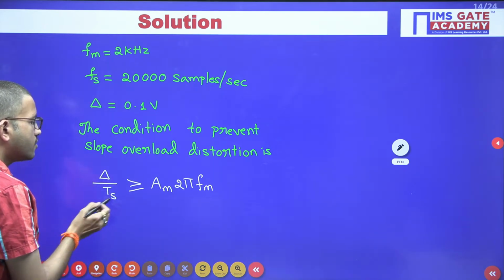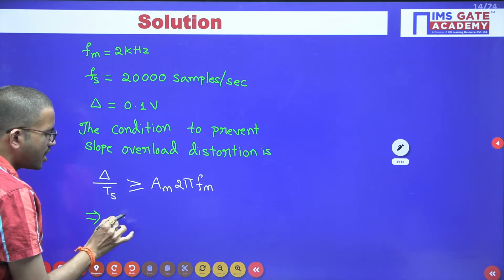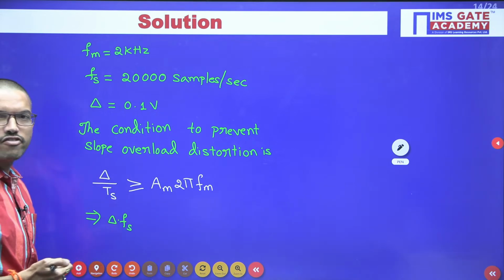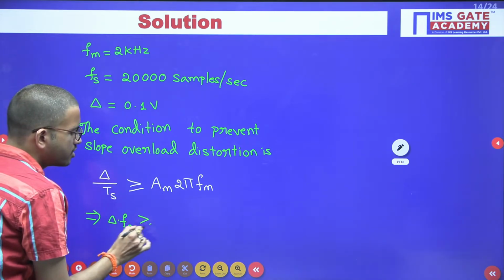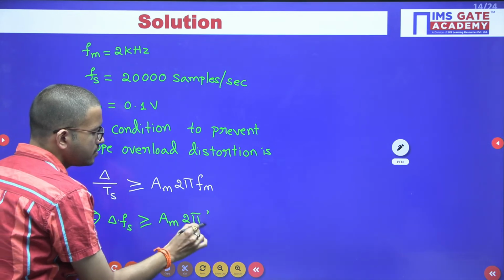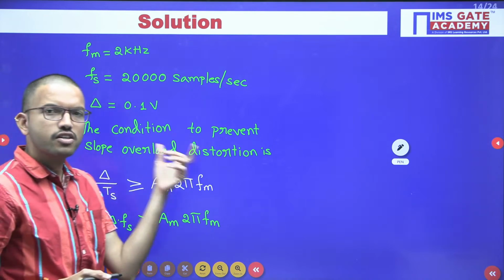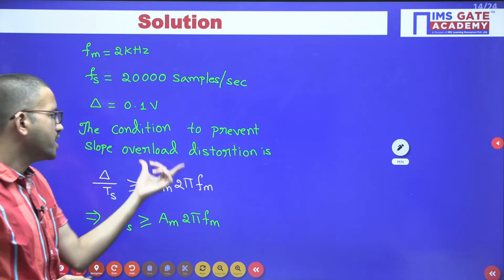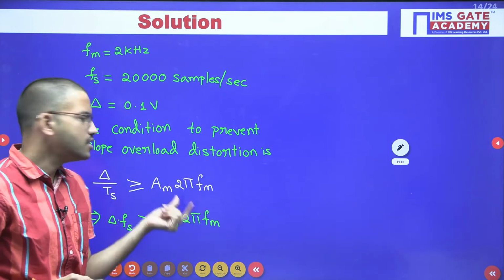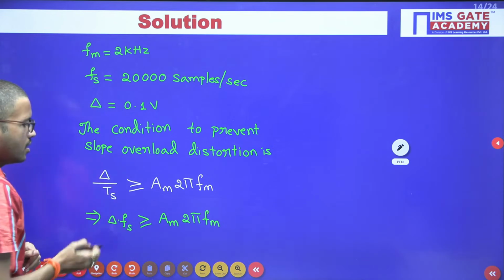So here 1 by Ts we can write as sampling frequency or sampling rate, all are same. So 1 by Ts is nothing but Fs, which is greater than or equal to AM 2 pi FM. Whether you have a sine signal or cos signal, you consider the magnitude of dm of t by dt, and you are going to get AM 2 pi FM.